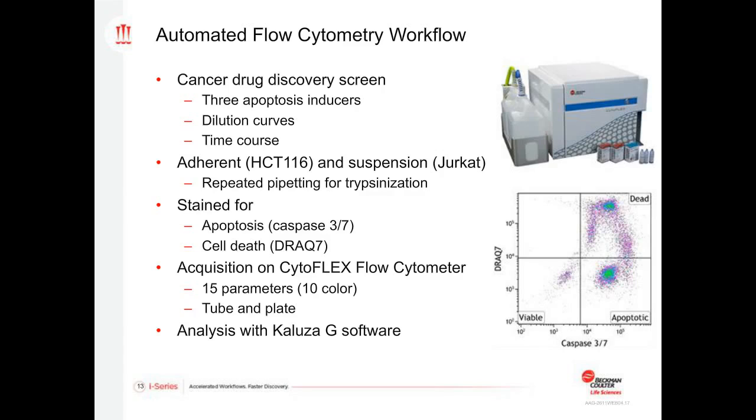We then acquired our data using the CytoFLEX flow cytometer, and the system we use can acquire 15 parameters and 10 colors, although there are now even better versions of this, I think, that go up to 20 or so colors. And the nice thing about the CytoFLEX is that it can accommodate either tubes or plates, and obviously we went with the plate loader for our work today. We then did the analysis using our CytExpert software.